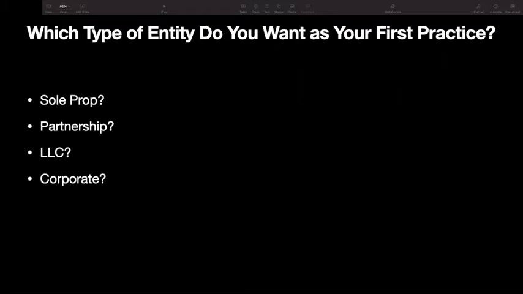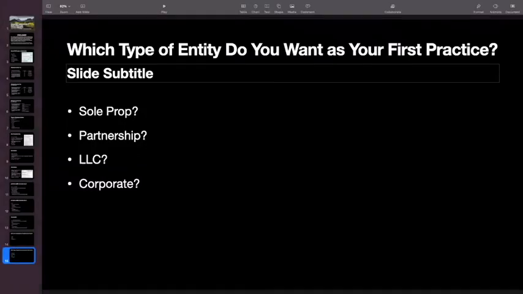And which format do you want as your first practice? Sole prop, or partnership, sharing with one or more partners, or LLC, so even if you get sued, you don't lose everything, or a corporate because you know what you're doing. And that concludes today's session. Again, that was the very basics of businesses and how they are taxed. Do I have any questions?